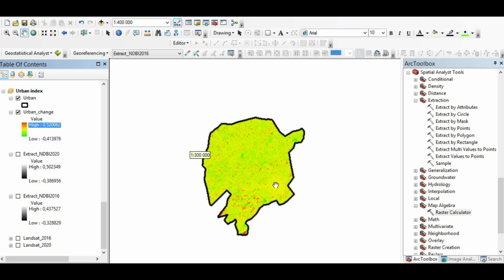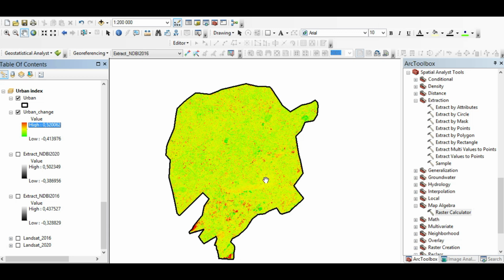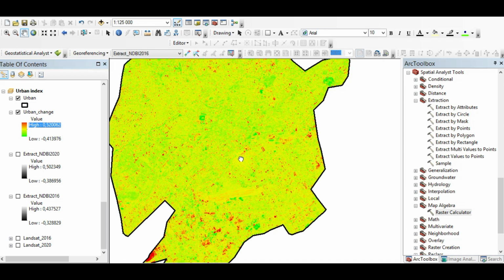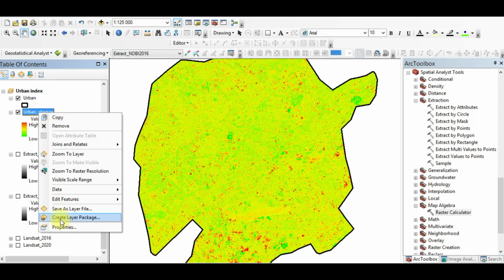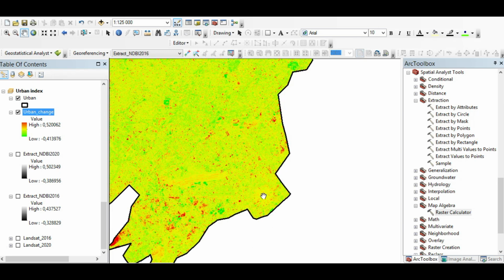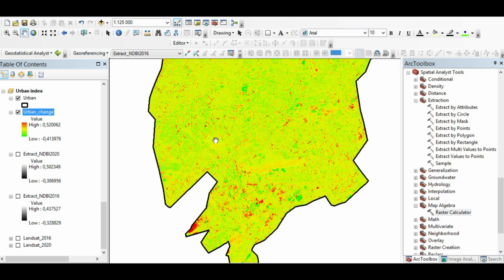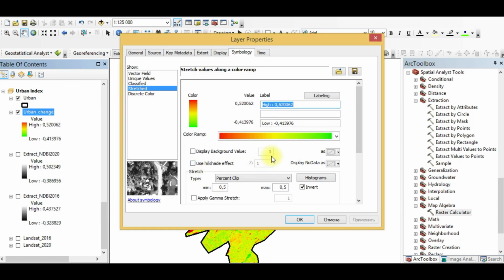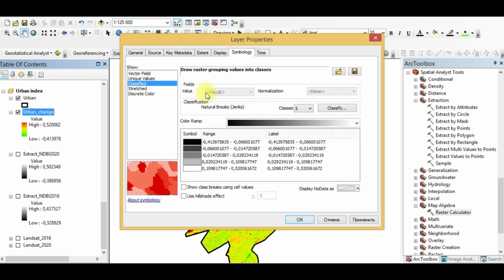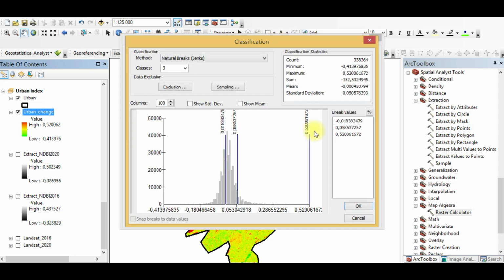So from this image we can see that the city is not having a high urbanization rate in general. It showed a decrease of urbanization rate in most of the areas. We can change it to classify. Let's click here, 3.